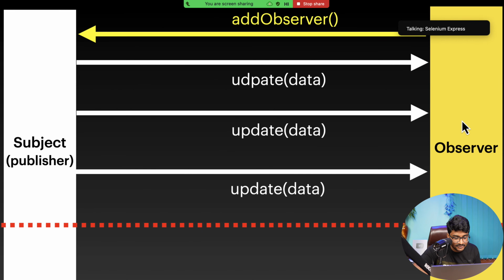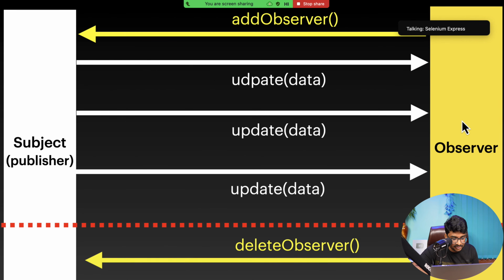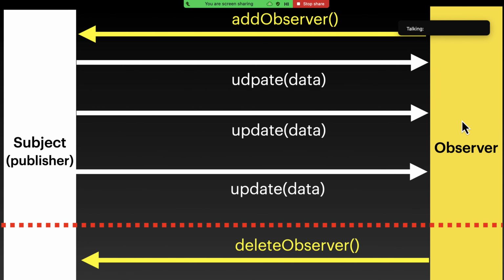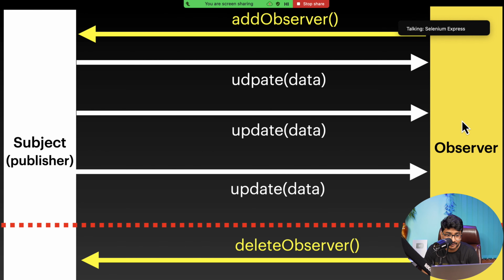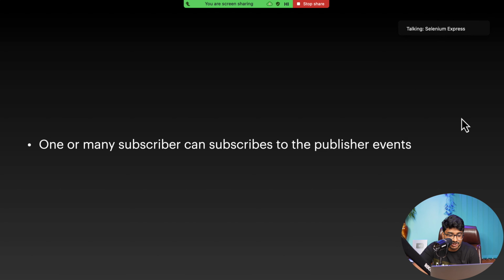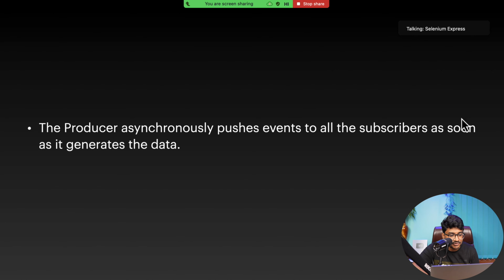Okay, we can also have some methods over here like delete observer. If the observer wants to delete itself from the subject, it doesn't want to observe it anymore, it can also have some utility features like delete observer. So one or many subscribers can subscribe to the publisher events in the observer pattern. The producer asynchronously pushes events to all the subscribers as soon as it generates the data. And I told you the data can be generated in the publisher at any time. Okay, so whenever the publisher has data, it is going to make an update call to the client.